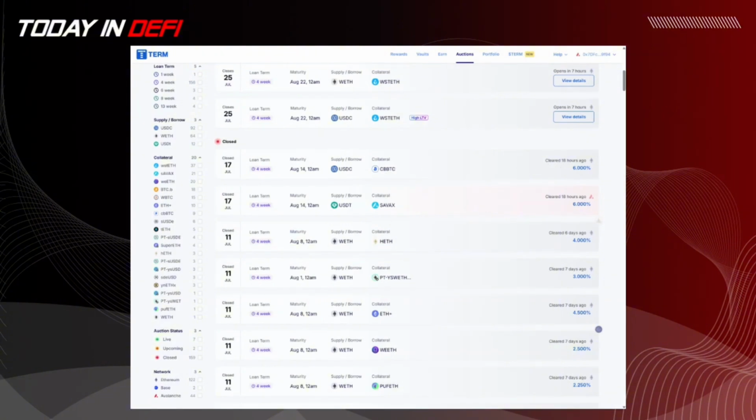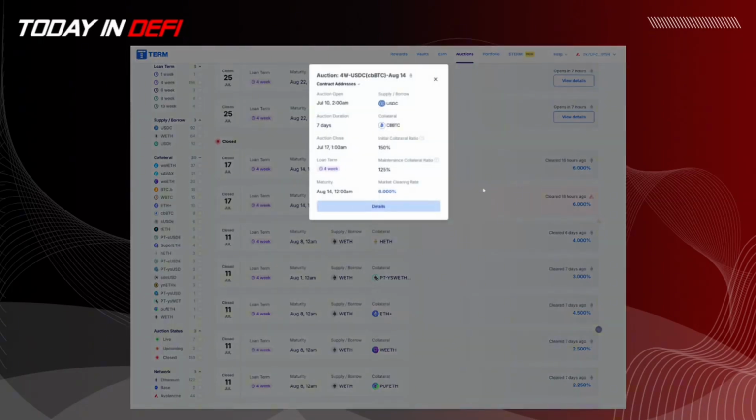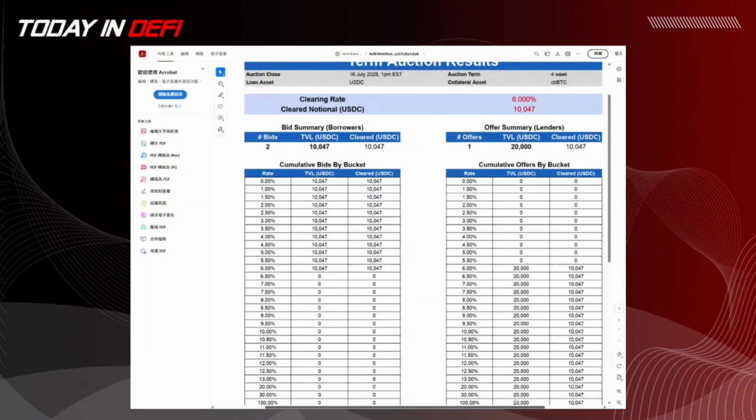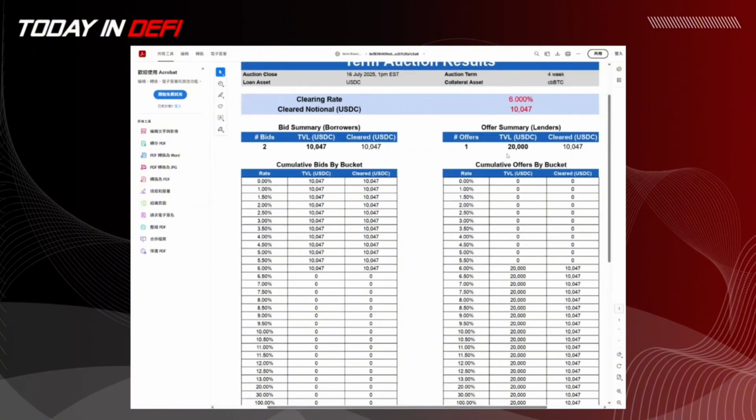Borrowers have to use cbBTC as collateral, and then they can borrow USDC. You can click on this, and you can see the clearing rate is 6%, and then you can see the market size of this auction. Yeah, so it is only like 10K of bid and 20K of offer. That is the biggest challenge this kind of C2C fixed-term loan platform needs to deal with.